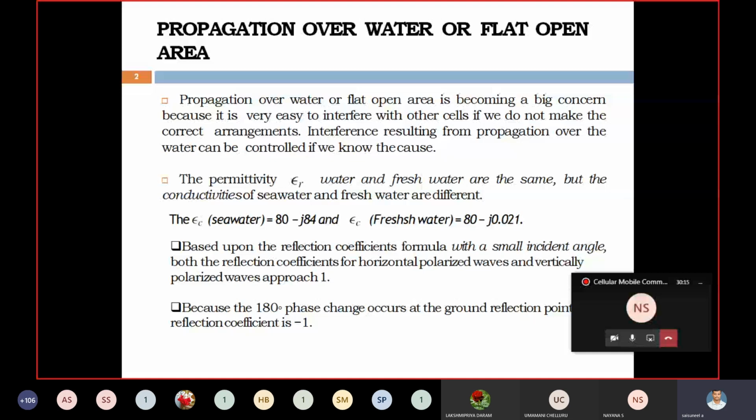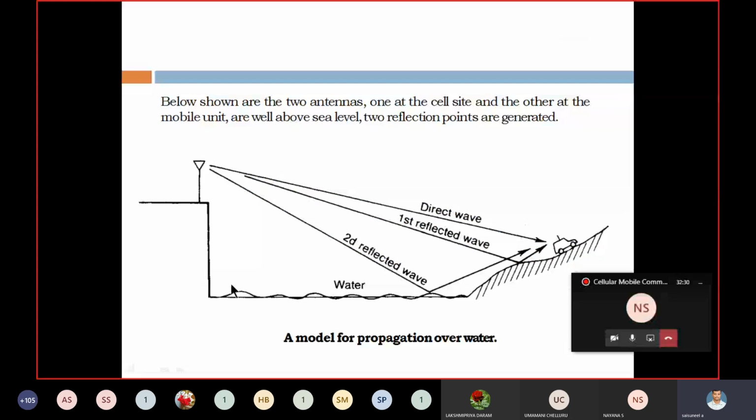See this figure? I am discussing general terms. Here is a model for propagation over water. This is the base station we have to fix. This is a sea or a lake, whatever it may be. After this, again there is land. Here we have to consider the direct wave from base station to mobile station. The second wave is the first reflected wave from the ground. Next, the third wave is reflected from water.